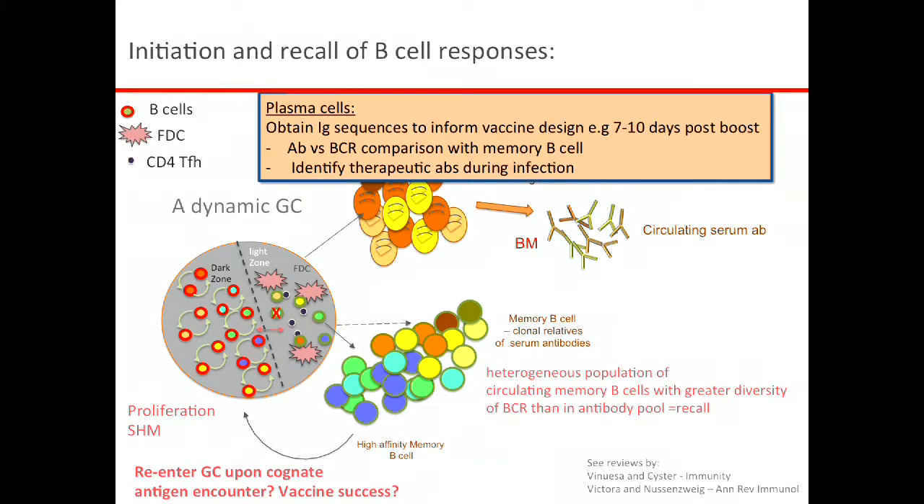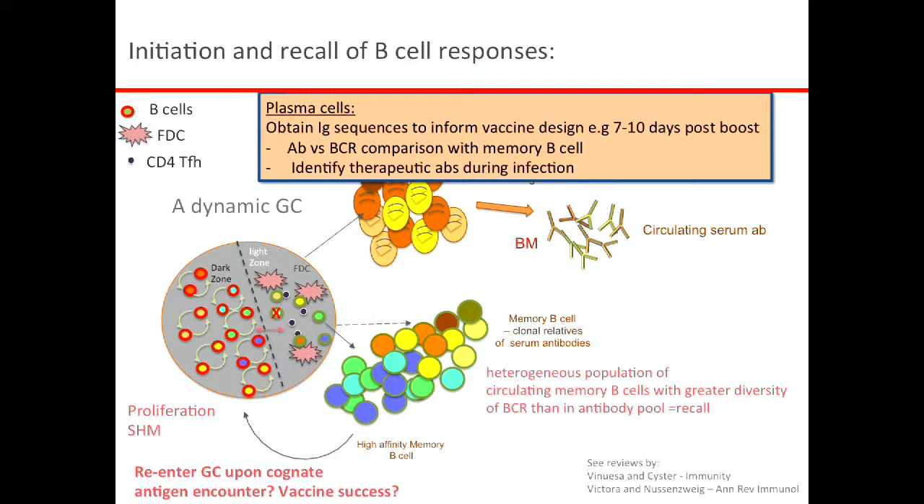So from the study of these plasma cells that are released from the lymph node, we can obtain IG sequences. We can obtain IG sequences from the plasmablasts, and this would inform vaccine design. For example, I know some of you are doing this for a dengue vaccination right now, where you obtain plasmablasts at 7 to 10 days post-boost. And these would better represent circulating antibodies.